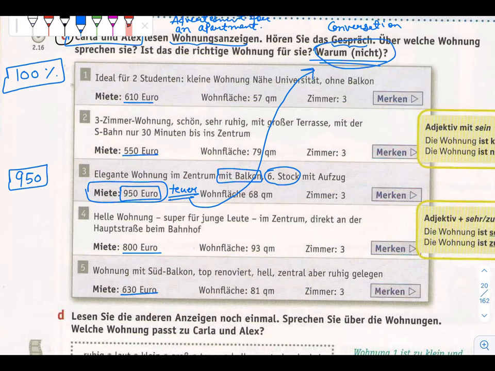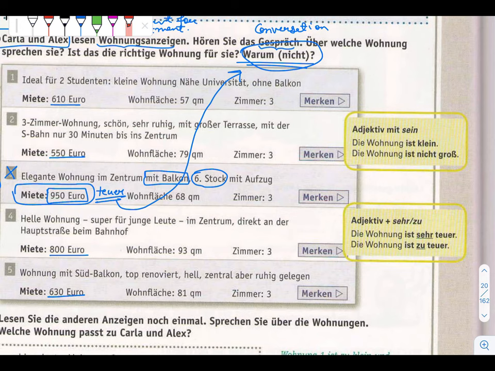Why are they not taking it? Because the rent is too high. So the answer will be this one. Till here, I hope it's clear.